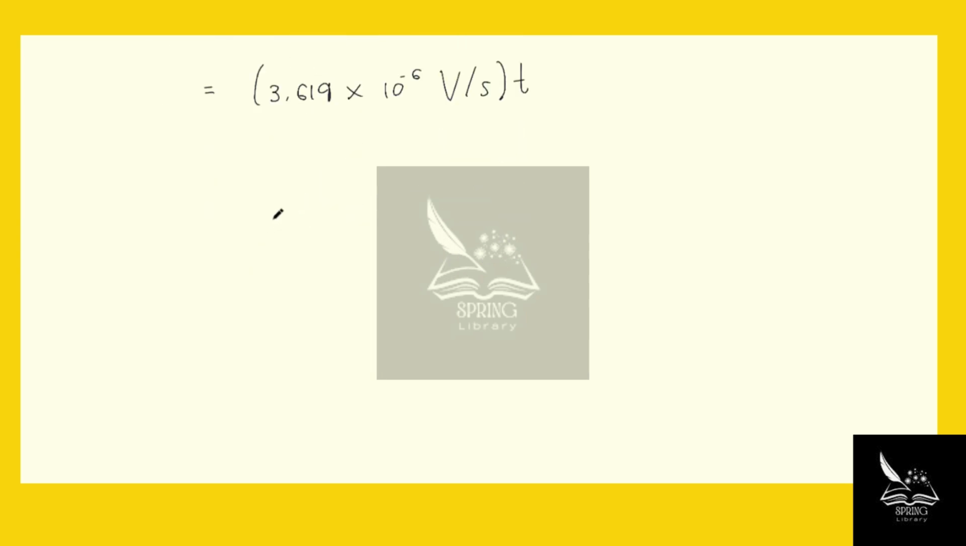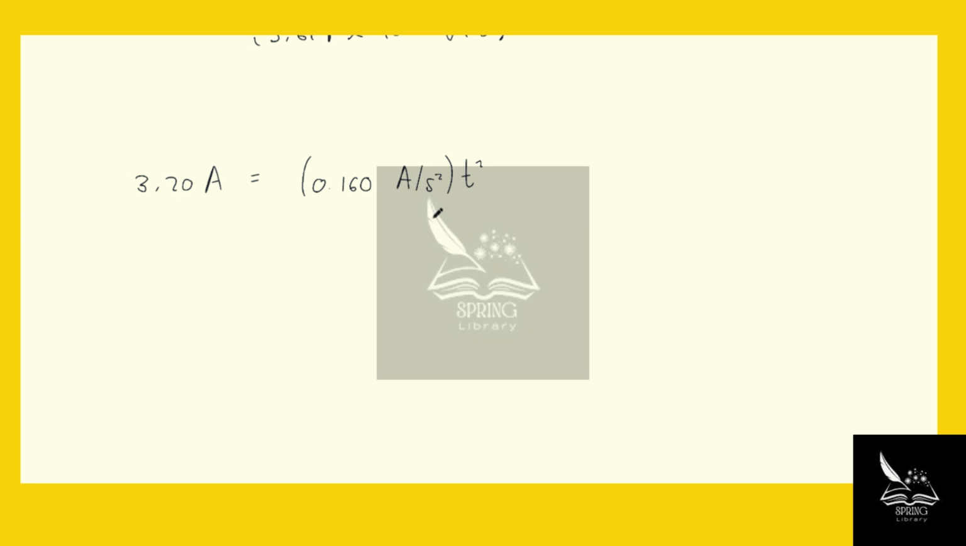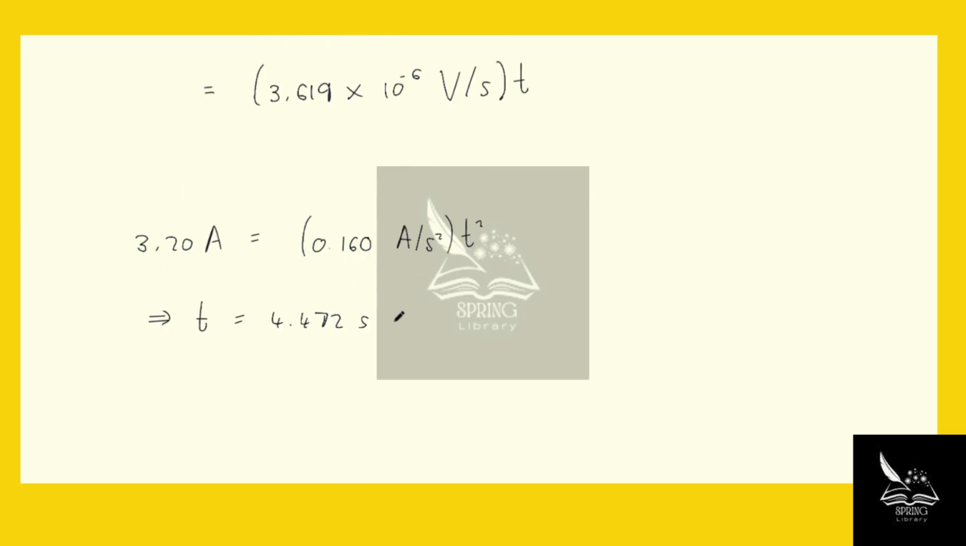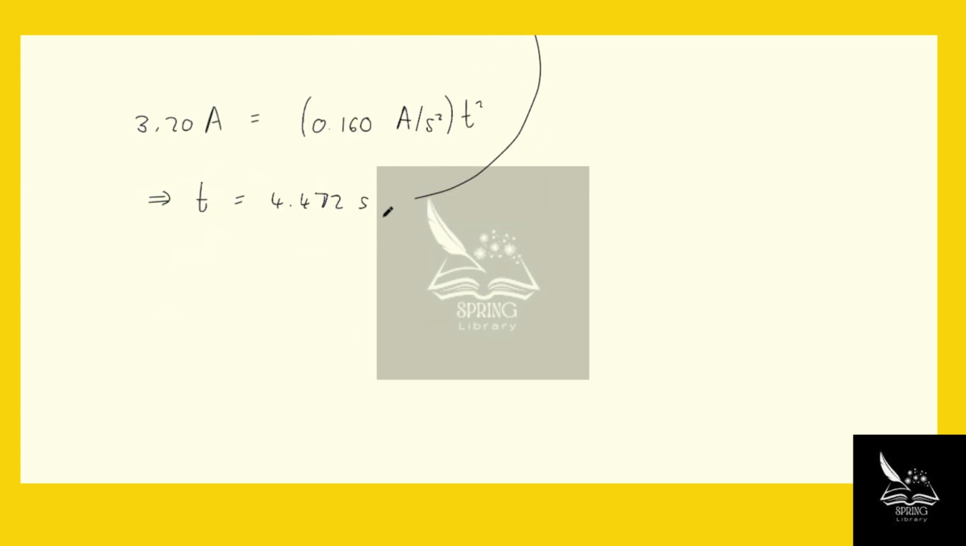Now, we are told that the current is 3.2 amperes, and we need to calculate the EMF at that time. So we have 3.2 amperes equal to 0.16 amps per square second times t squared, and we go back to this expression so that we can find t. So rearranging, we get the time when the current is 3.2 amperes to be 4.472 seconds.